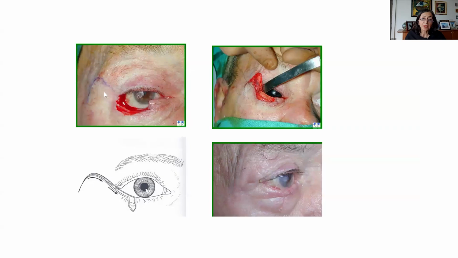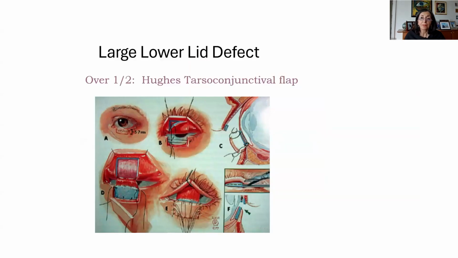Here's the example in real life. You can see the recruitment of the lateral canthal soft tissue and a nice outcome. A slightly larger defect, let's say two-thirds of the lower eyelid, involving the tarsus as well. These are best really handled with the tarsoconjunctival Hughes flap.